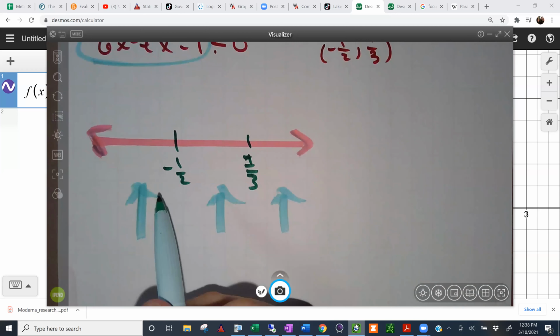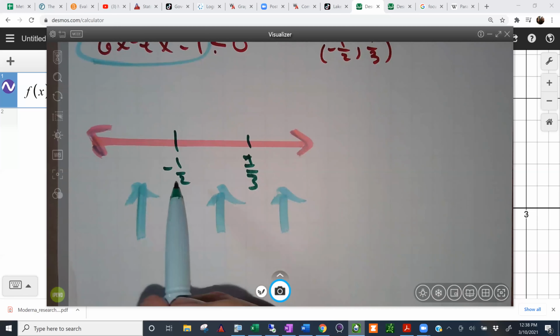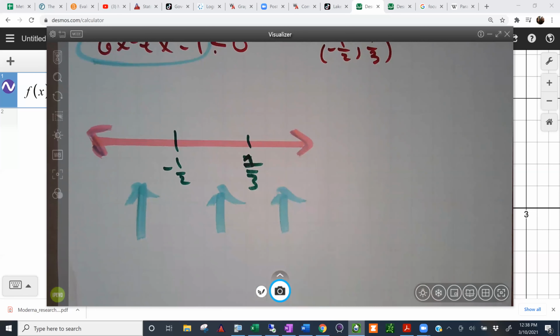So this is where I could use some help from you. I need a point to the left of negative 1/2, a point between negative 1/2 and 1/3, and a point to the right of 1/3. So let's start here. What's a point that I could test to the left of negative 1/2? Negative 1. Negative 1, sure. Excellent. Someone else for a point between negative 1/2 and 1/3? 0. 0. Thank you. And someone else still to the right of 1/3? 1. 1. Beautiful. So those would be our test points.